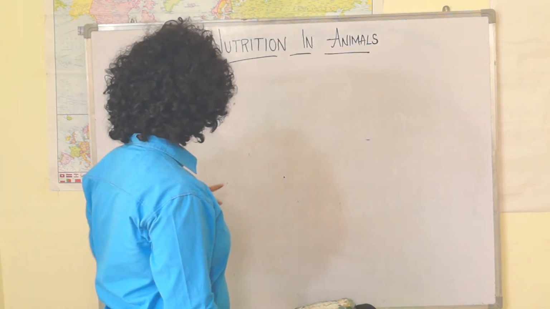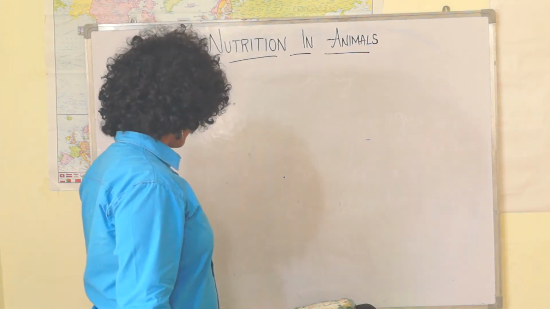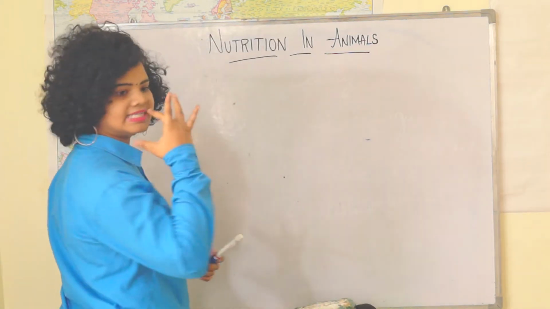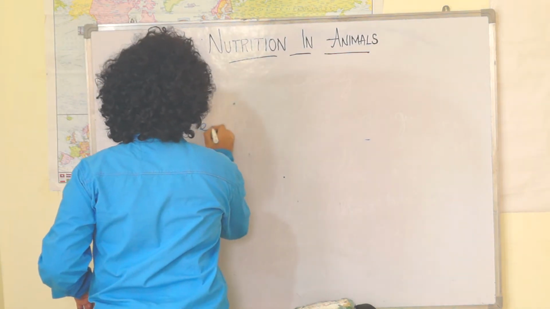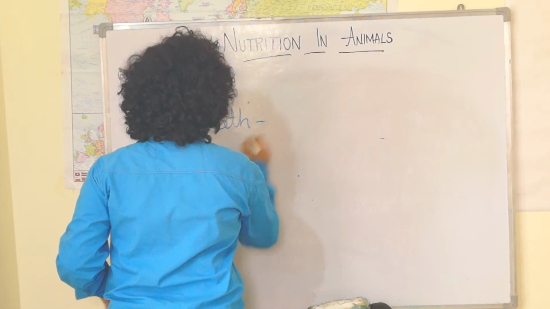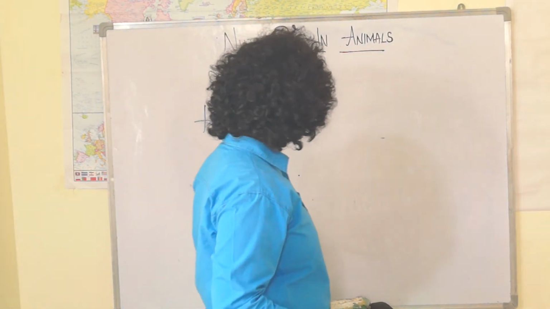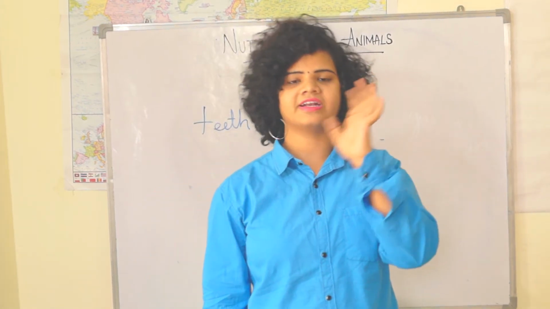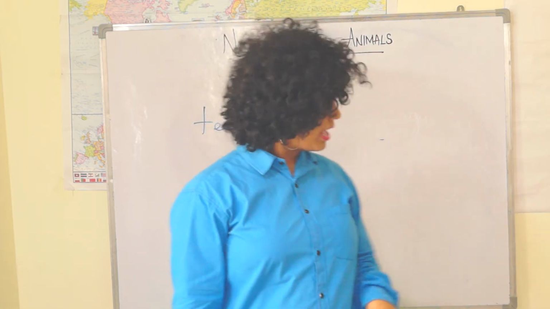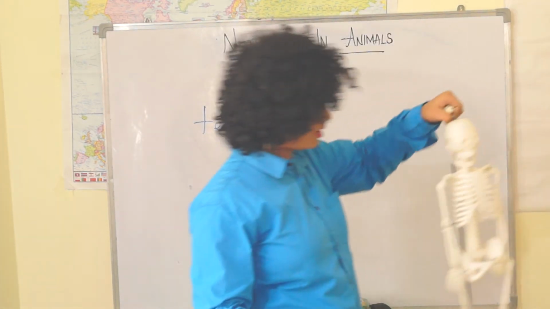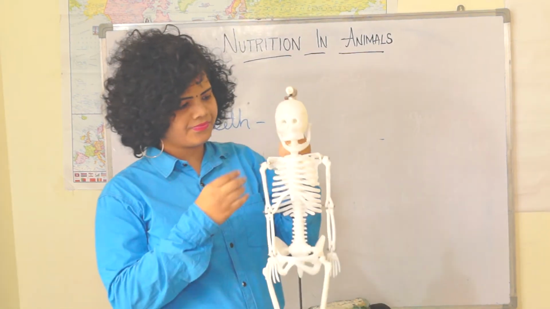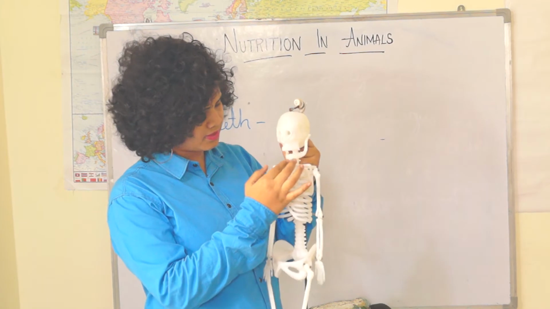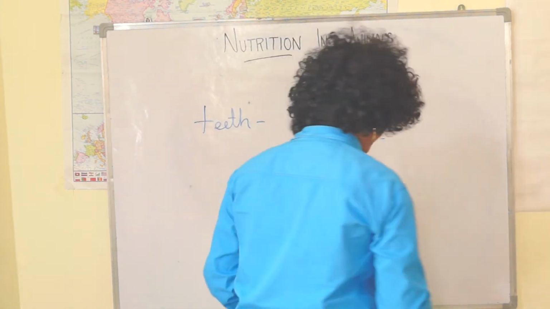And now let's learn about the teeth. Each and every tooth in our jaw plays a different role. It has a different appearance as well as a different role. Let's say I have a model of a skeleton here, and this skeleton has some teeth, but you have different types of teeth.